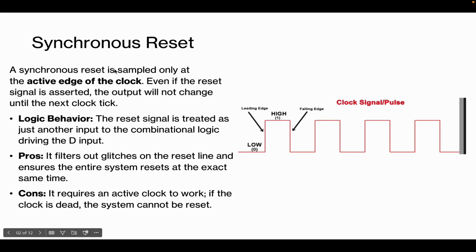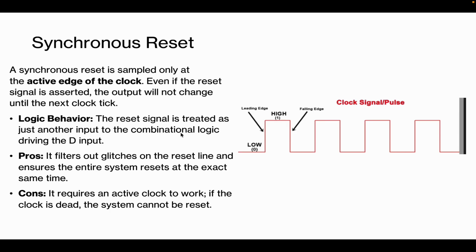A synchronous reset is sampled only at the active edge of the clock. First, you must know what an edge is. This is the positive edge and this is the negative edge or the falling edge. Even if the reset signal is asserted, the output will not change until the next clock tick. That means if you are given in your code that it has to change at the positive edge of the clock, it will only change at that time, wait for the whole next cycle, and again at the positive edge of the cycle, it will reset again.